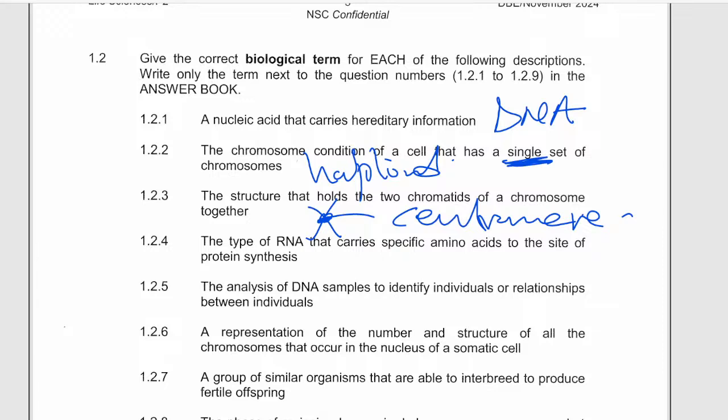The answer for the type of RNA that carries a specific amino acid to the site: according to the messenger RNA, the transfer RNA with the complementary anticodon brings the required or specific amino acid to the ribosome. You see? So it becomes tRNA. The transfer RNA brings the required amino acid to the ribosome. Correct.